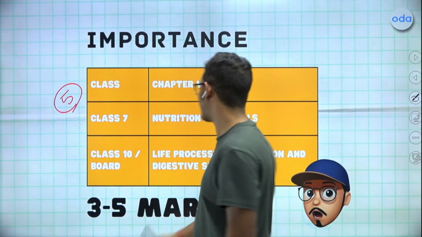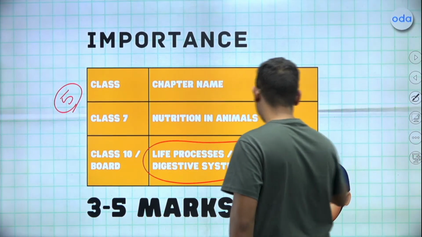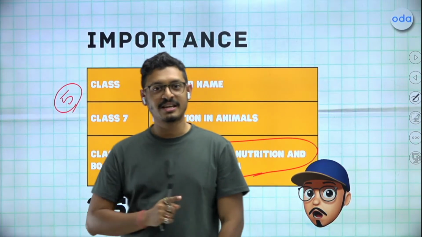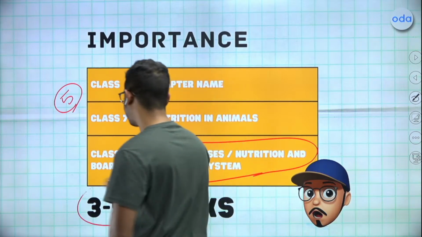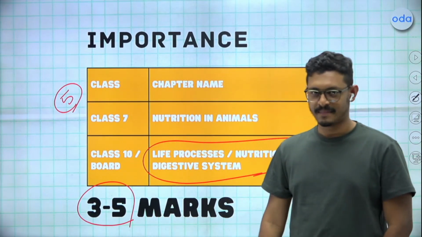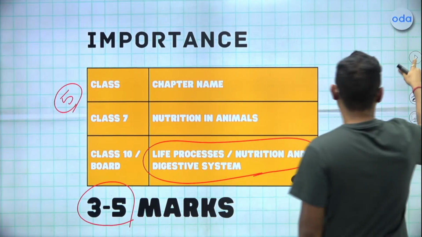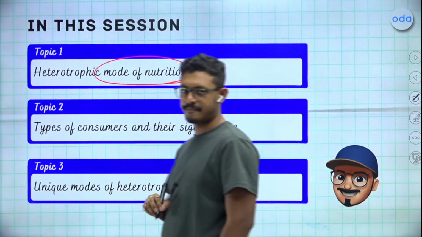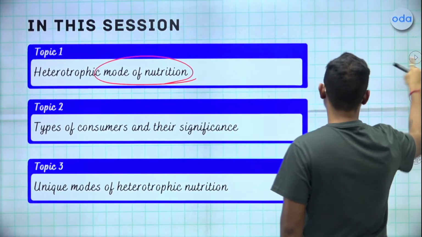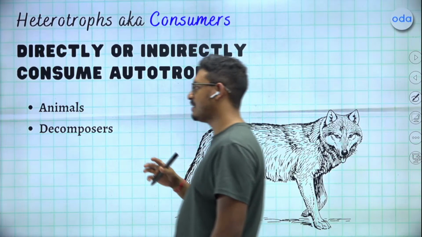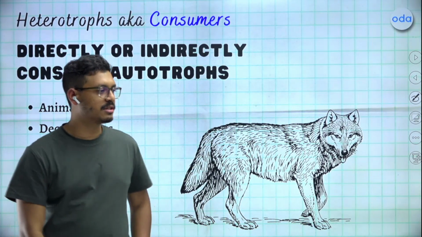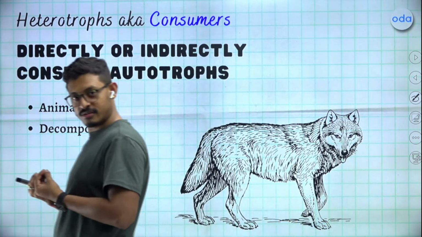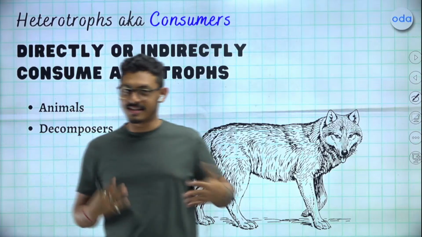In ninth standard also, Development in Food Resources. In 10th standard, under the unit Life Processes, you will learn about nutrition and the digestive system. This is a very important topic. You can score 3 to 5 marks in your final exam if this chapter is there. Okay, so let's get on with it. The first thing we need to learn about here is the different modes of nutrition. What is nutrition and what are the different modes of nutrition? Nutrition, if I go by the definition, is the process of us acquiring food, consuming it, and processing it in our body.